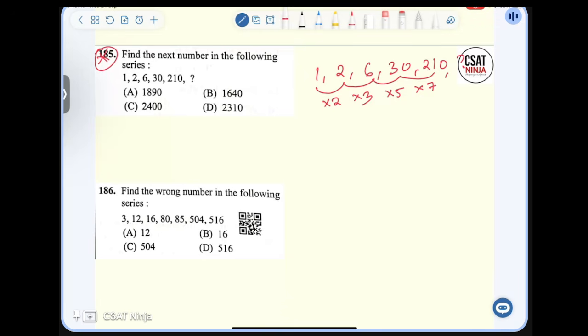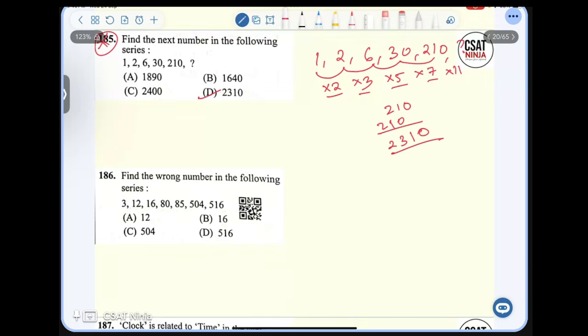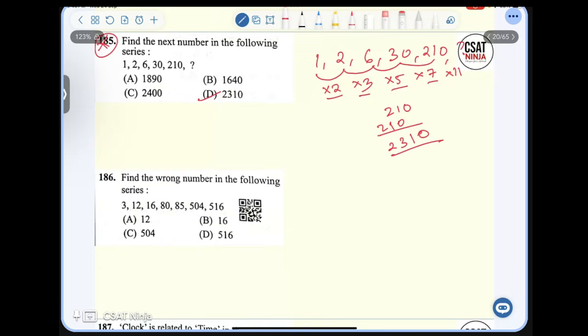So we see that it's a series of prime numbers. 2, 3, 5, 7. Next will be 11, so 210 into 11, 2310. So which means 0, 1, 3, 2. So which is option number D. So that's how we find. We have a wrong number series here. It's one of the hardest questions, wrong number series.